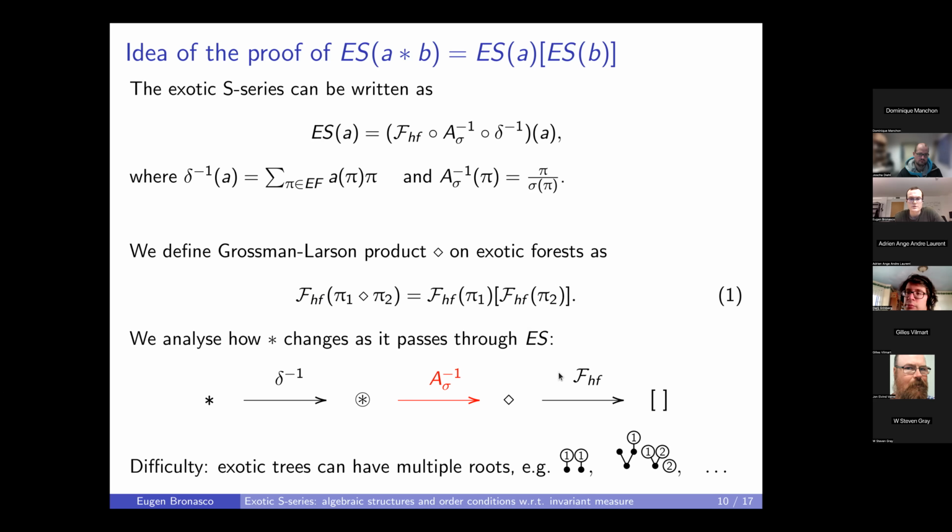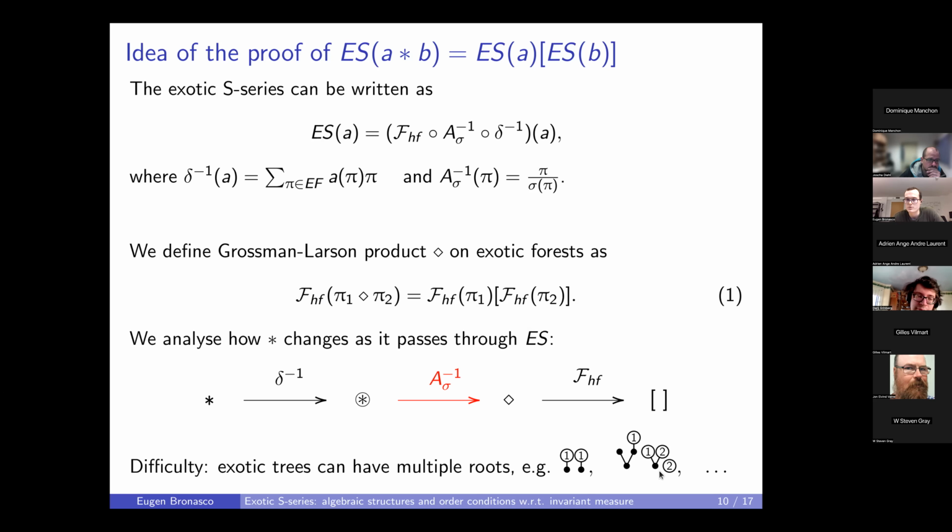So the difficulty in this scheme is the middle arrow, which is drawn in red. In a classical case, the proof of this fact relies on the fact that trees have one root. In our case, exotic trees can have multiple roots. And we have some examples here. So we have a tree with 2 roots, a tree with 3 roots, and so on.